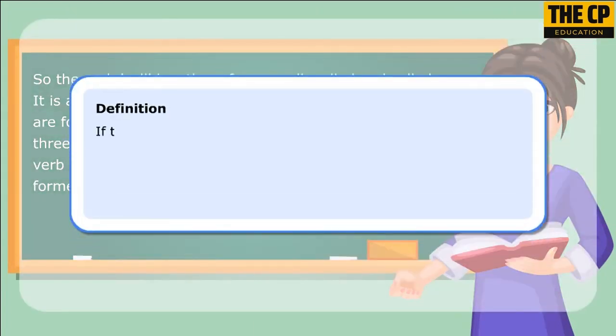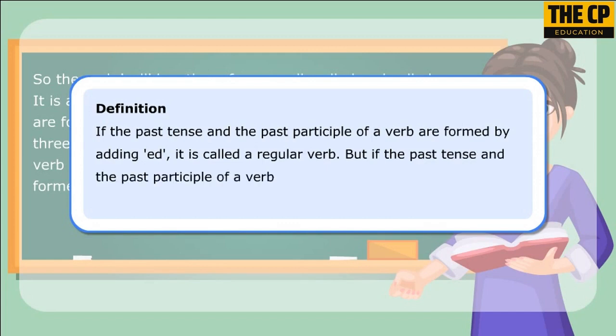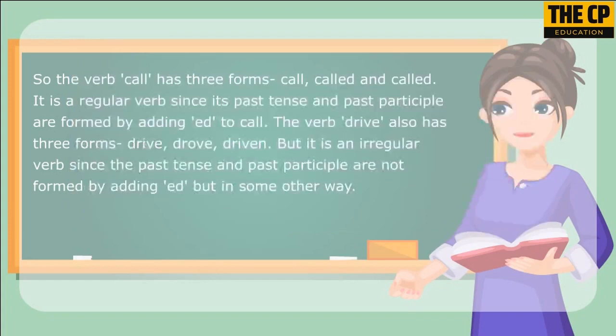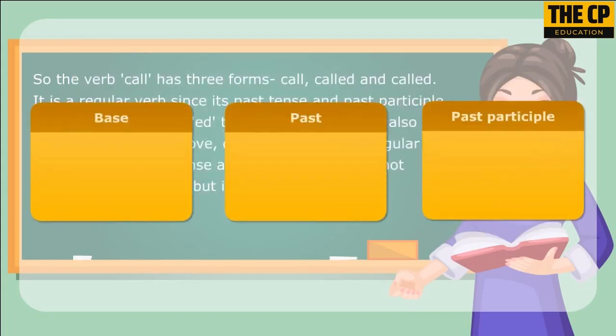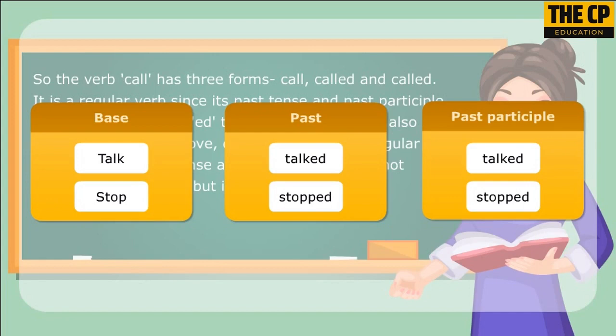Definition: if the past tense and the past participle of a verb are formed by adding ed, it is called a regular verb. But if the past tense and the past participle of a verb are formed in a manner apart from adding ed, it is called an irregular verb. Example for regular verb: talk, base; talked, past; talked, past participle; stop, base; stopped, past; stopped, past participle.